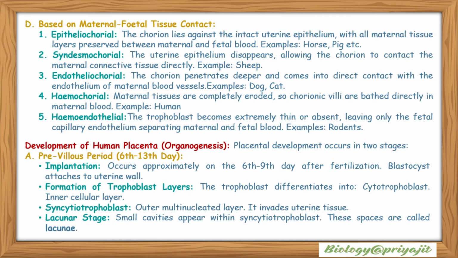Development of human placenta, organogenesis. Placental development occurs in two stages: pre-villus period, 6th to 13th day, occurs approximately on the 6th and 9th day after fertilization. Blastocyst attaches to uterine wall. Formation of trophoblast layers. The trophoblast differentiates into cytotrophoblast, the inner cellular layer, and syncytiotrophoblast, the outer multinucleated layer. It invades uterine tissue. Lacunar stage, small cavities appear within syncytiotrophoblast. These spaces are called lacunae.